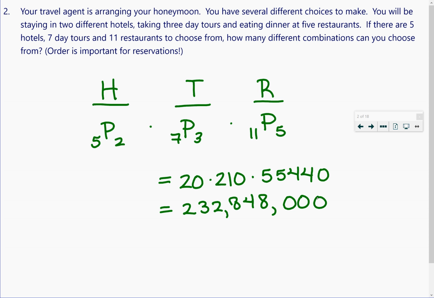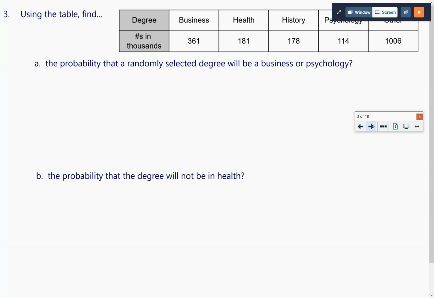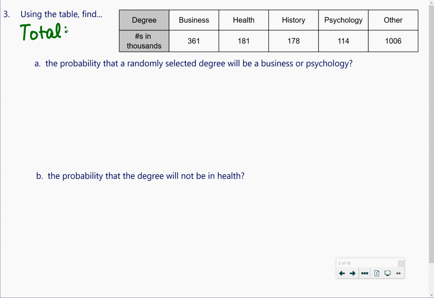Cool. All right, number 3, we're using the table to answer the questions. First question, the probability that a randomly selected degree will be in either business or psychology. Now, before I start putting those pieces of information together, what is something important that is missing in this table? You need to do the total first. All right, so let's go ahead and add those up. 361, 181, 178, 114, and 1006, 1840.